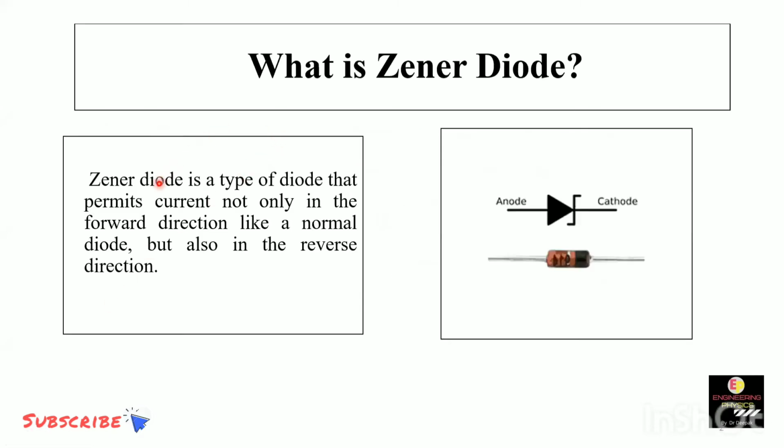What is a Zener diode? A Zener diode is a type of diode that permits current not only in the forward direction like a normal diode, but also in the reverse direction. This is a symbolic representation: the anode end is positive, the cathode end is negative. This is a Zener diode.